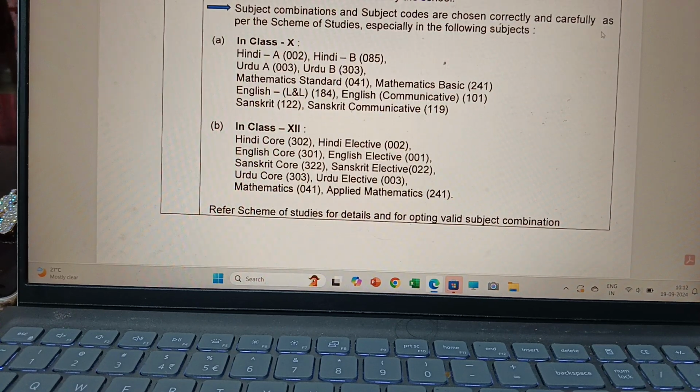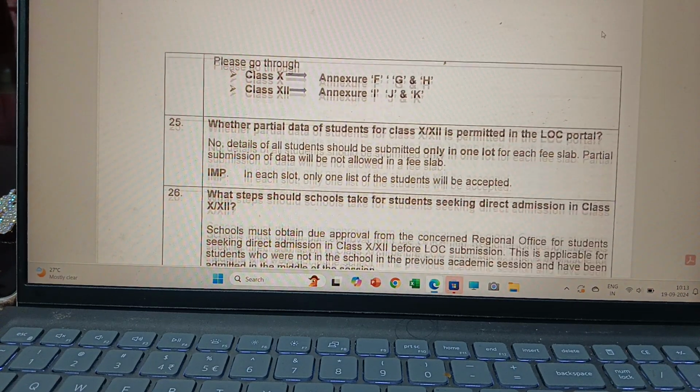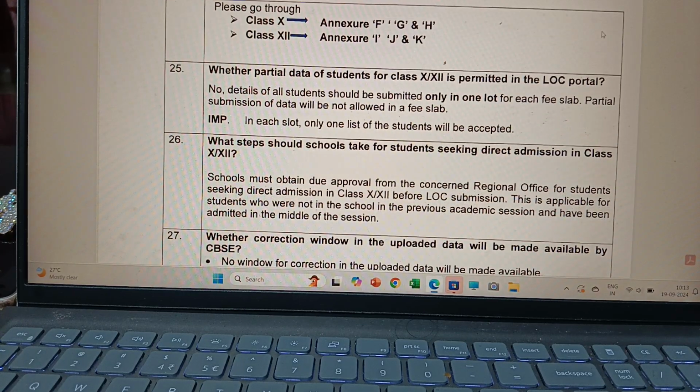Then in class 10: Hindi, examples have been given here. Hindi A, Hindi B, Urdu A and B, because there may be some confusion regarding A and B. What is the code number? Mathematics standard and basic, English communicative and English literature, Sanskrit literature and Sanskrit communicative. In the same way, class 12 also regarding Hindi, English, Sanskrit, Urdu and mathematics. Go through the code number and submit the data. Refer to the scheme of studies for details and for obtaining valid subject combinations: for class 10, Annexure F, G and H, and for class 12, Annexure I, J and K.